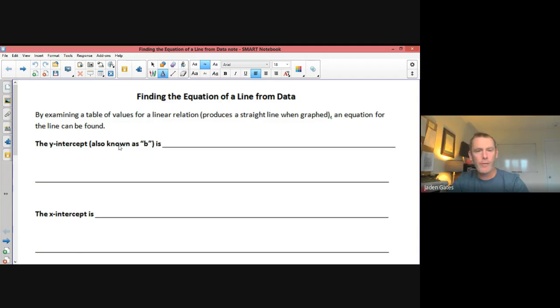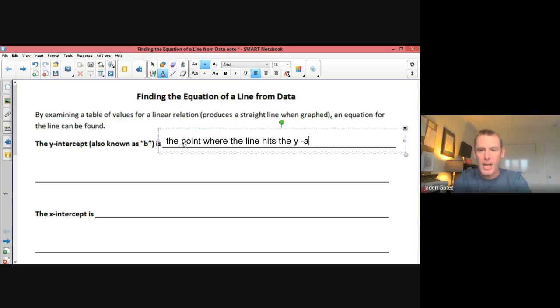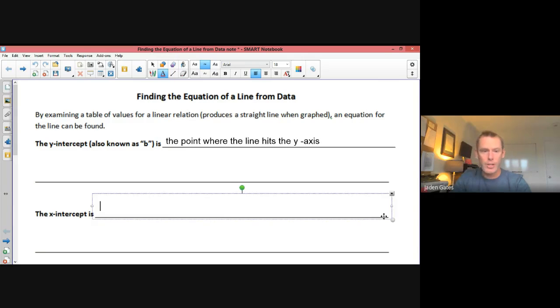All right, so the first few things that we need to know is what a y-intercept is, and hopefully by now you do. But just to clarify, because it's also known as b in the equation, again, I'm not sure why they picked that letter, but the y-intercept is the point where the line hits the y-axis. And so the x-intercept is essentially the same thing, only it is the point where the line hits the x-axis.